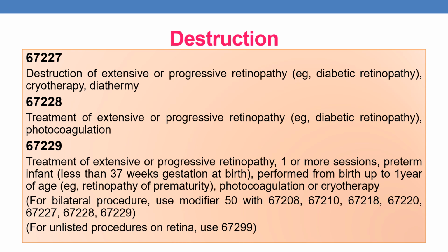performed from birth up to 1 year of age. It must be reported if it is performed on a preterm infant who is less than 37 weeks gestation at birth and performed from birth up to 1 year of age. For example, to treat retinopathy of prematurity by photocoagulation or cryotherapy. The CPT is 67229. It can be one or more sessions.